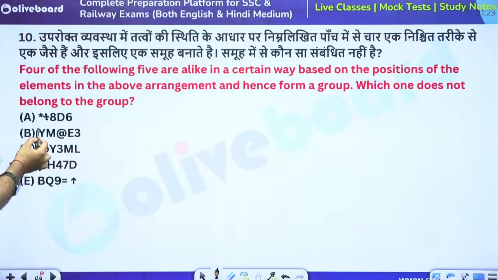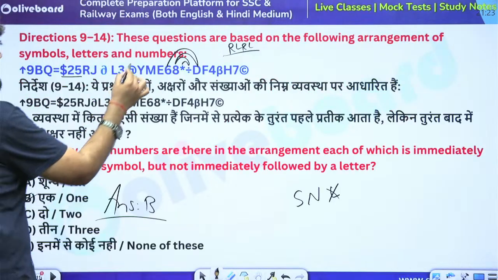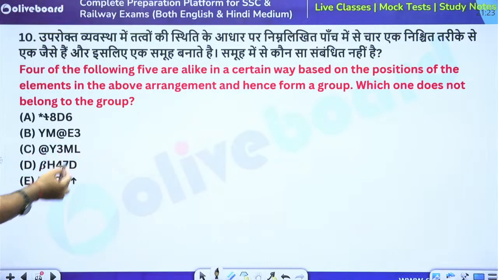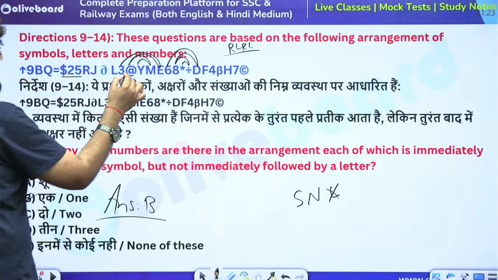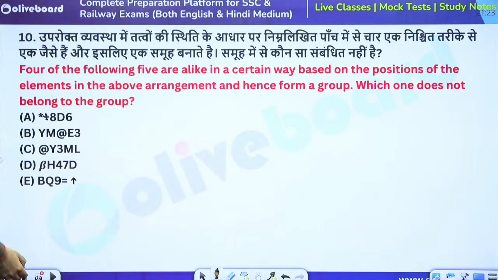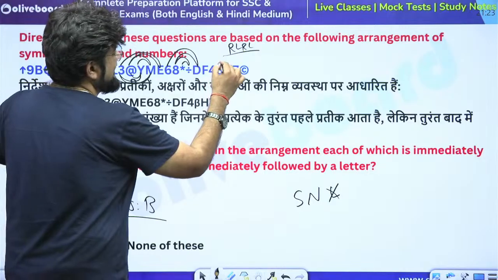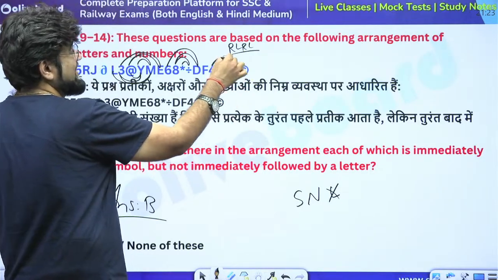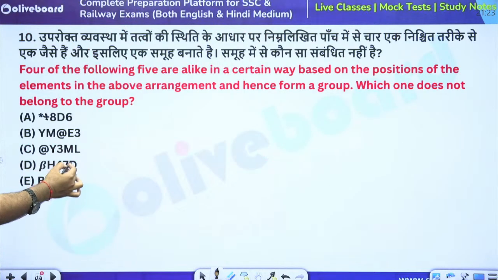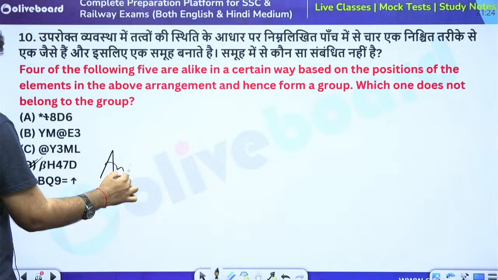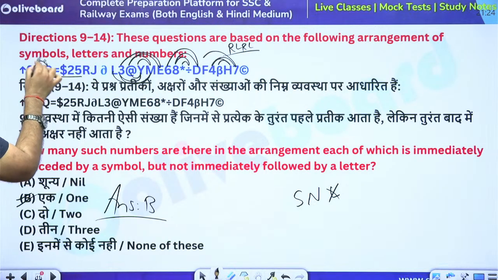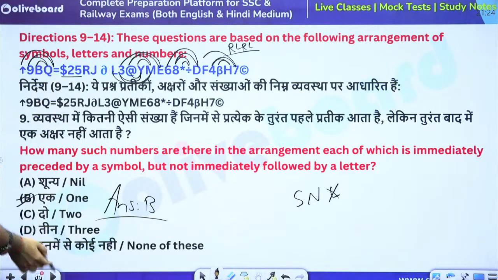The next one is ym@e3. ym@e3 still works. Next is @y3ml. @y3ml still works. Next is beta h47d. Beta h47. Now for D there is skipping one more here. That should not be the case. So it should have been F here. So option D is the correct answer. And BQ9 equal to arrow, just for the sake of it, we have checked. This is also following.